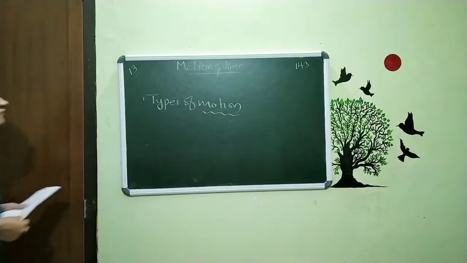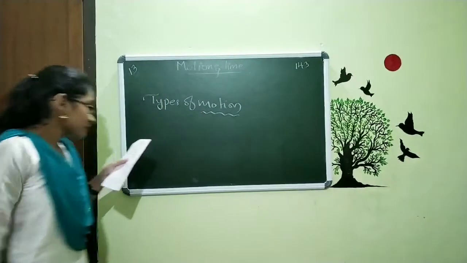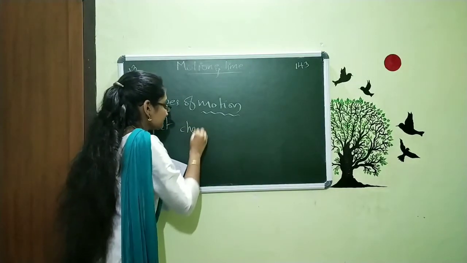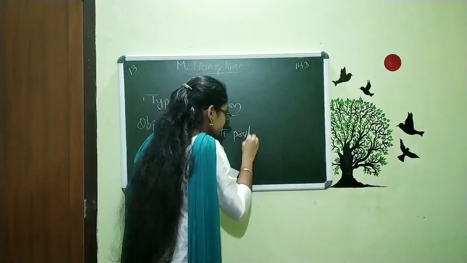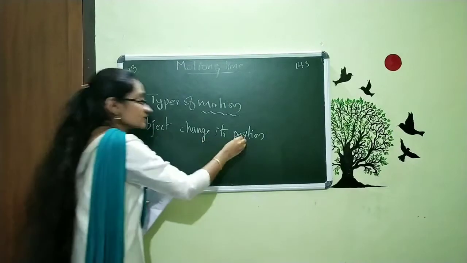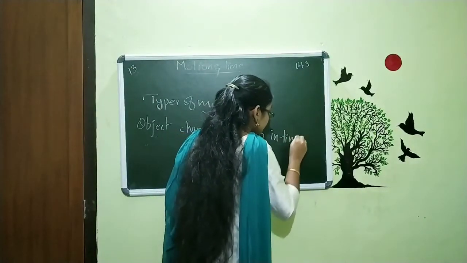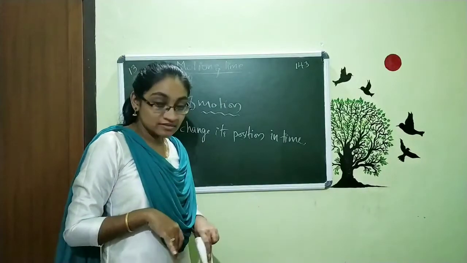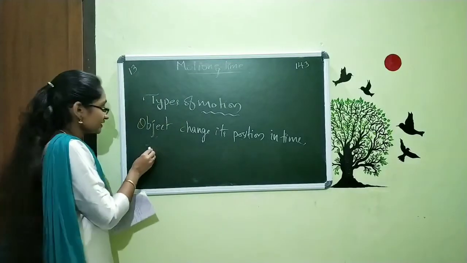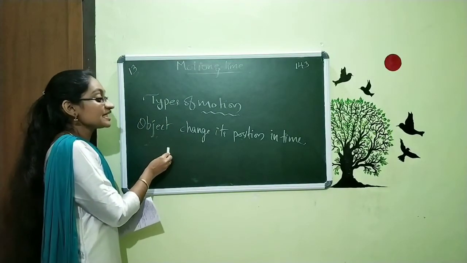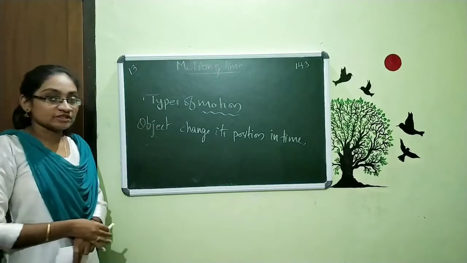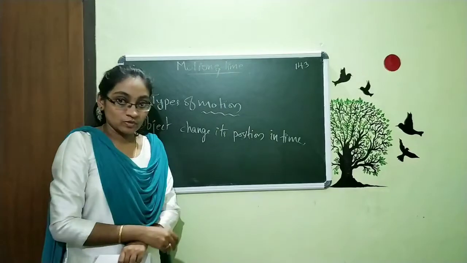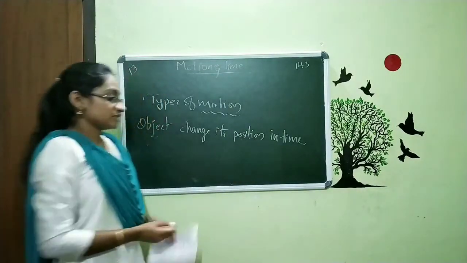It is very simple. First of all, we are going to see how to define the term motion. When an object changes its position in time, then we can say it is in motion. That means if I am having a change in my position with time, then I can say I am in motion. When this chalk is having a position change with time, then we can say this chalk is under motion. So this is how we can define the term motion: the change in position with time is what? Motion.